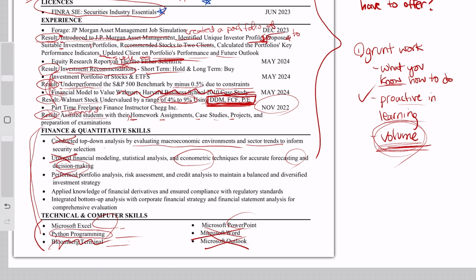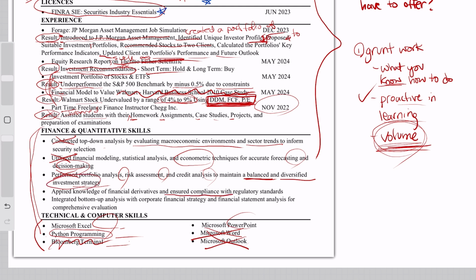"Perform portfolio analysis, risk assessment, and credit analysis to maintain a balanced and diversified investment strategy." Again, way too generic. Portfolio analysis of what? Risk assessment of what? Credit analysis of what? Maintain a balanced, what does it mean by a balanced investment strategy? How was it diverse? What was the split? What was the percentage split between stocks and bonds or whatever that you're talking about in terms of investment strategy.